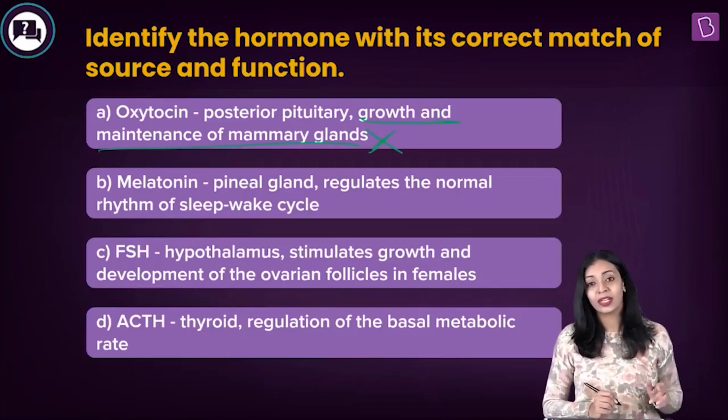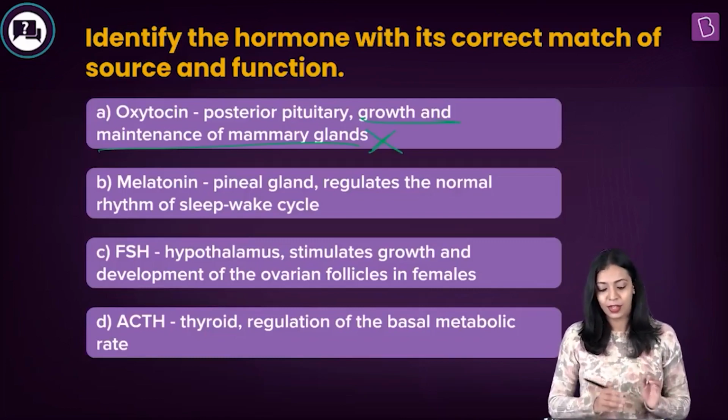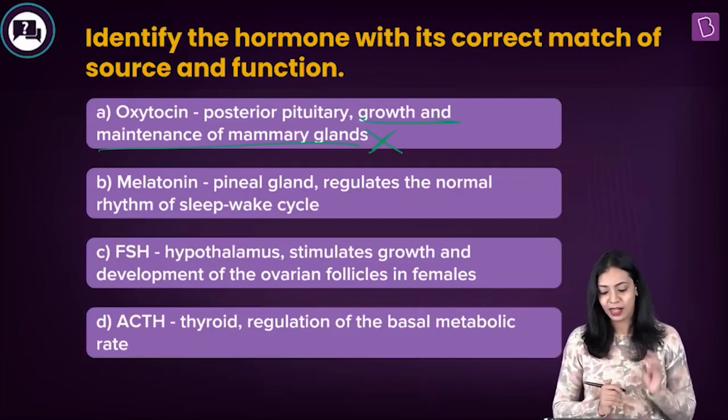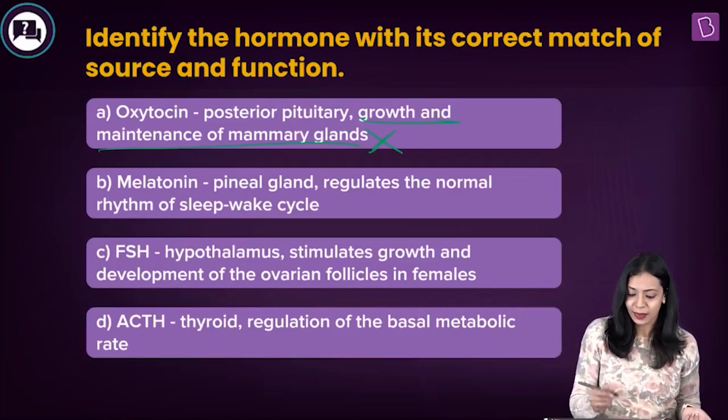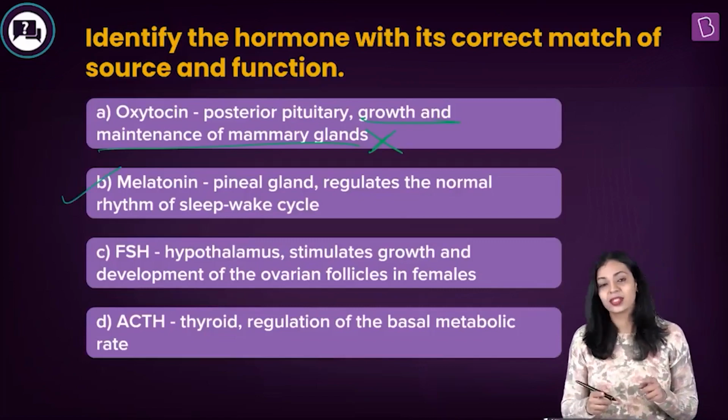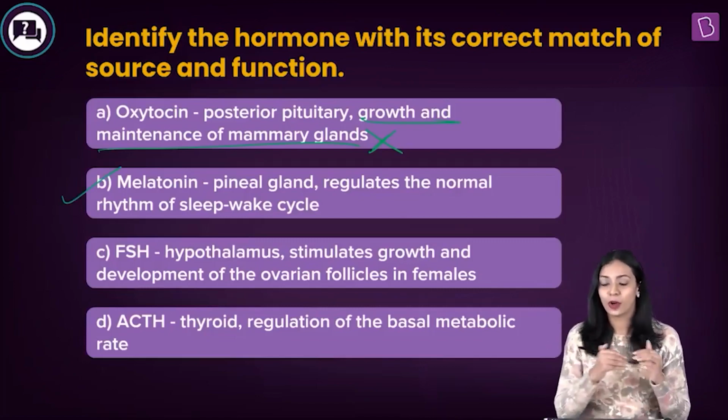Option B, melatonin secreted by the pineal gland. So melatonin is produced by the pineal gland. It is involved in the regulation of the normal rhythm of the sleep-wake cycle. So this is the correct one. Both the source and the function is correct for melatonin.